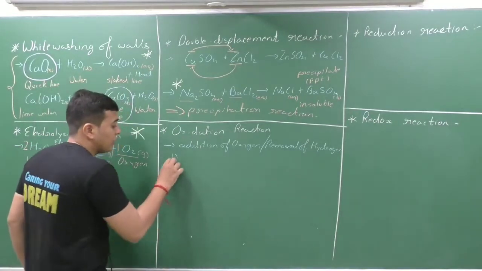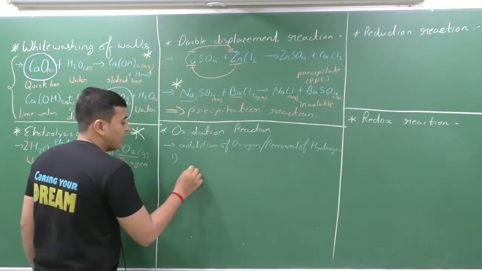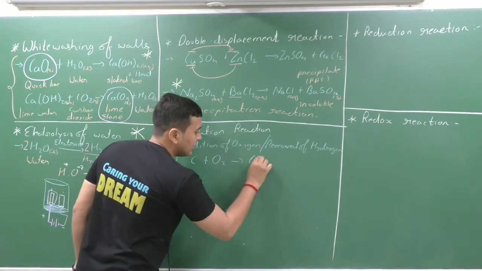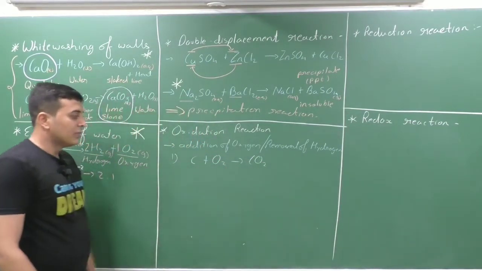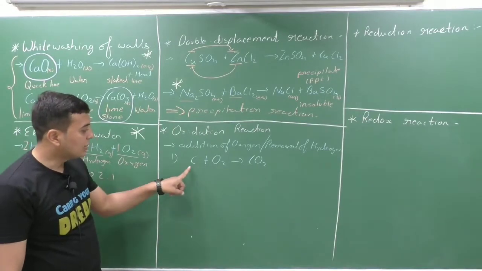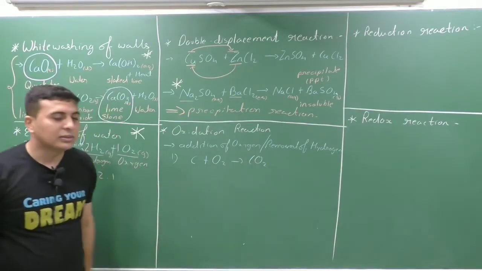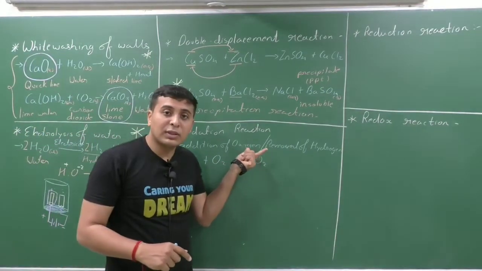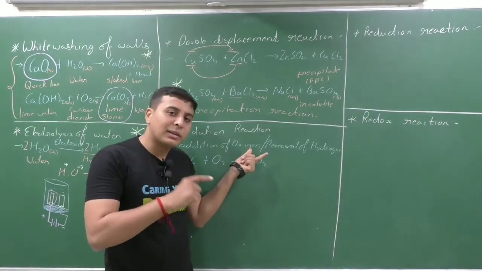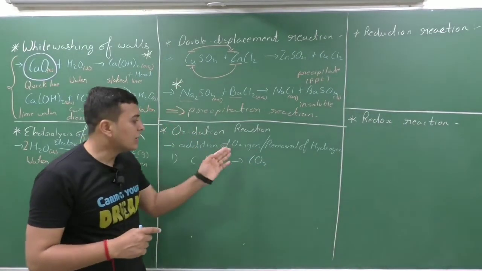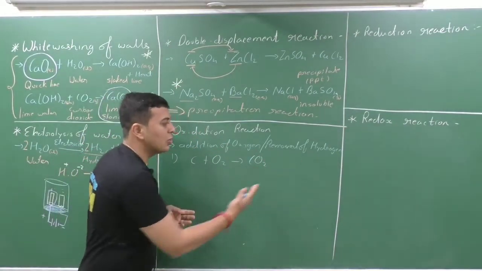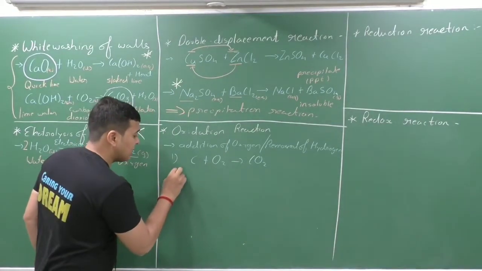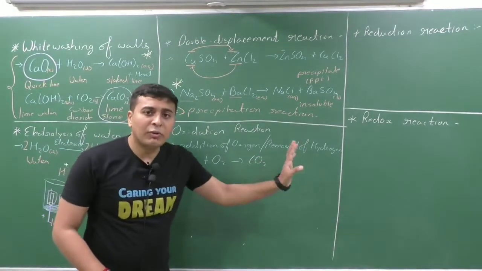Now the first example of oxidation reaction, for example, C plus O2 gives CO2. Oxygen is added, yes, then it is an oxidation reaction. It doesn't mean that both of the things should be simultaneously at the same time. It can be one of the things. See, here only oxygen is added, hydrogen is not removed, even though it is known as oxidation. Clear?